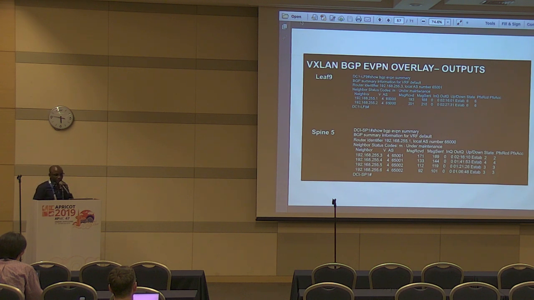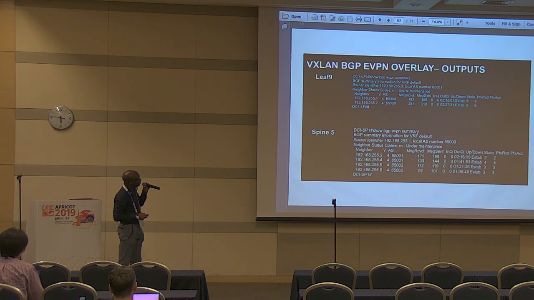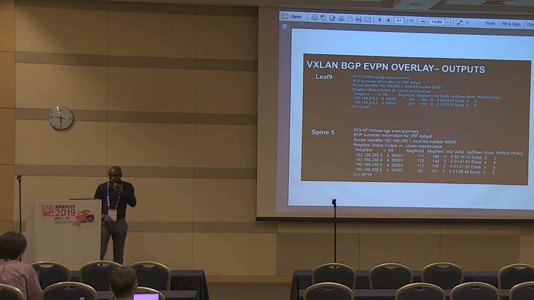And this is how you validate your overlay outputs. Again, it is show BGP EVPN, this time on the leaves. It has two eBGP sessions to the loopback addresses of the spines. And from the spine perspective, it's the same output, but four sessions in this case, to all the leaves.